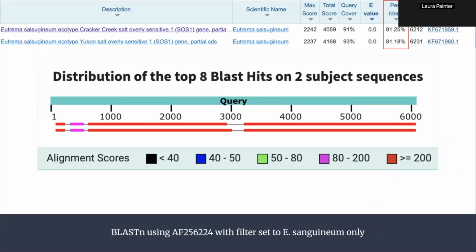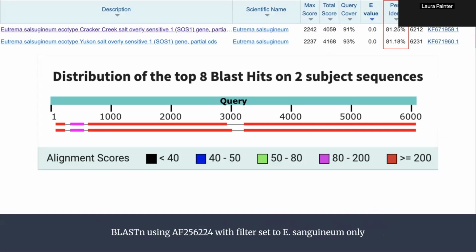This slide shows the BLAST results using the Arabidopsis SOS1 nucleotide sequence, with a filter applied to only show matches in Eutrema. And so we can see that I got about an 81.2% identity and over 90% query coverage, and the e-value is 0.0, indicating high significance.